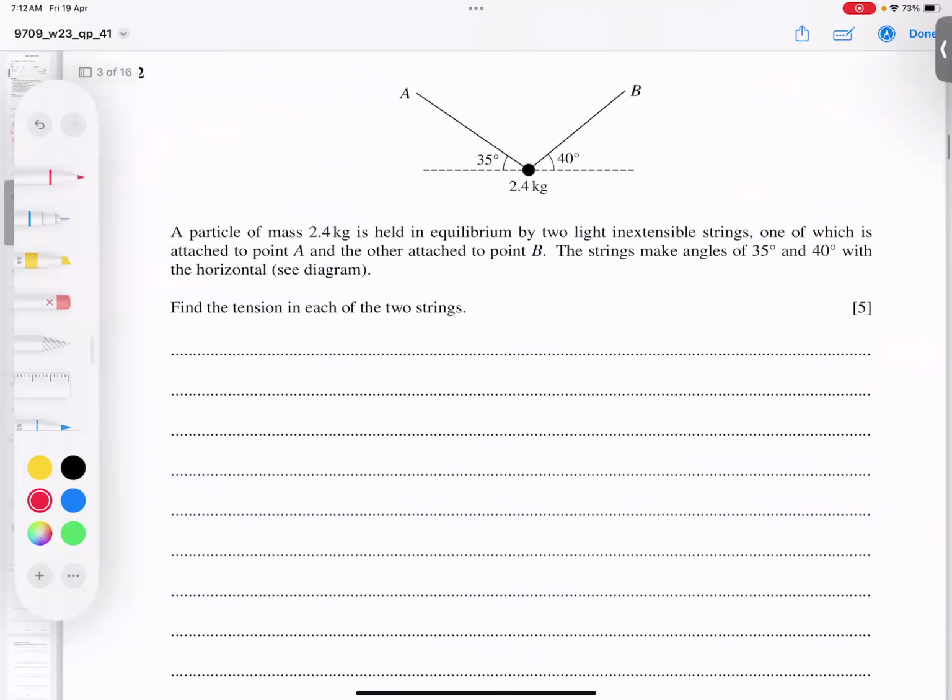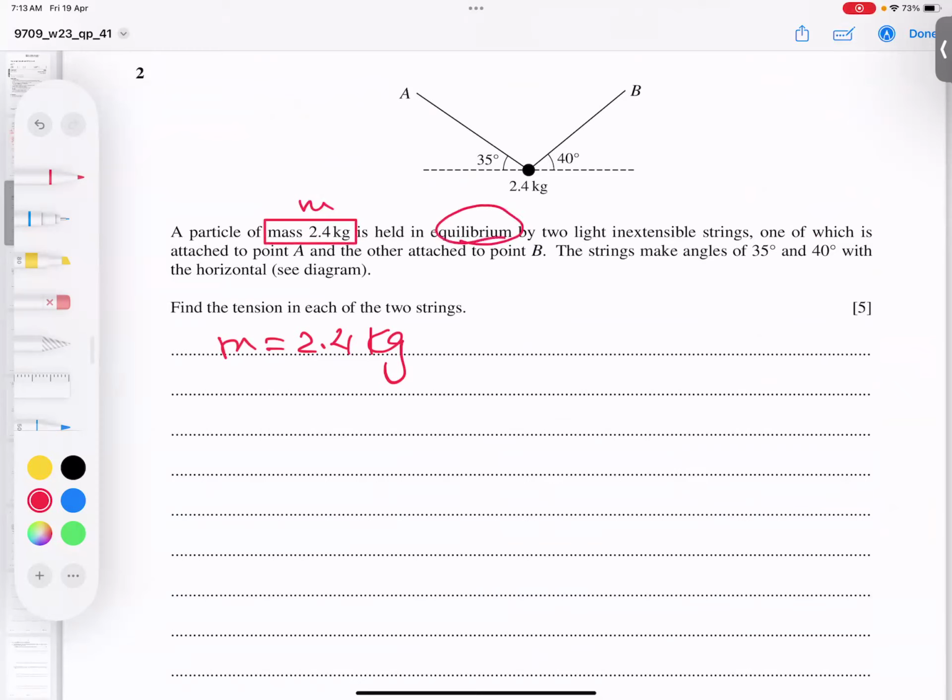Question number 2. He's saying that the mass is 2.4. I'm reading and writing: mass is 2.4. If you want to put a box like this and write M on top, that is also a good way if you want to save your time.